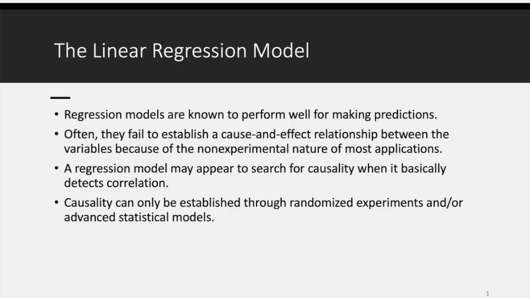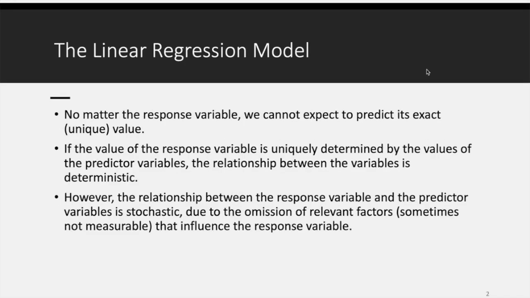Causality can only be established through randomized experiments or advanced statistical techniques, and this is outside the scope of our class. No matter which response variable we choose to examine, we cannot expect to predict its exact value. If the value of the response variable is uniquely determined by the values of the predictor variables, we say that the relationship between the variables is deterministic. An example of this, in the physical sciences, is that if you multiply the mass by the velocity, you get the momentum.